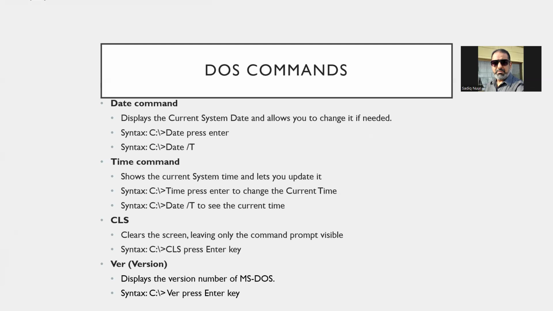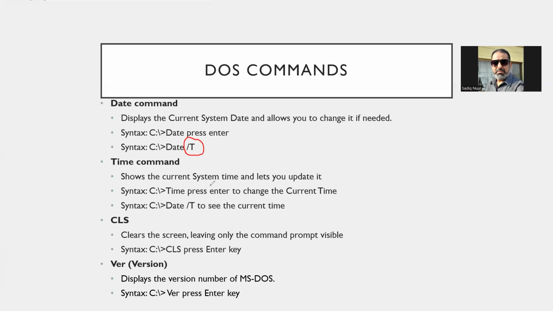And if you want to see what date it is today, we have to use the switch, right? The switch is the slash and T. So date space slash T means that I want to see what the current date is now. If you just type date and press the enter key, it is going to ask you what new date you want to give to the system.